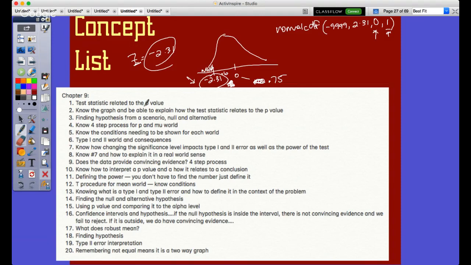Yeah, know the graph, be able to explain how the test statistic relates to the p-value, similar to what I'm just saying right here. Remember and know the null and the alternative. So if we're talking mean world, and like the last one with the bulbs was mu equals 7 and mu is less than 7, know what to highlight. If it's not equal, remember it's both sides, and we have to multiply by 2 to get the full p-value there.